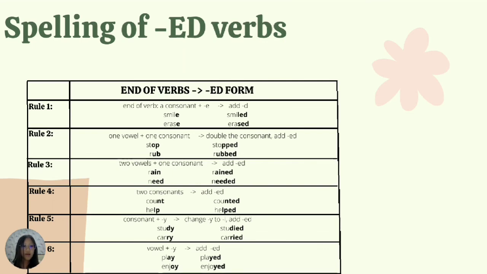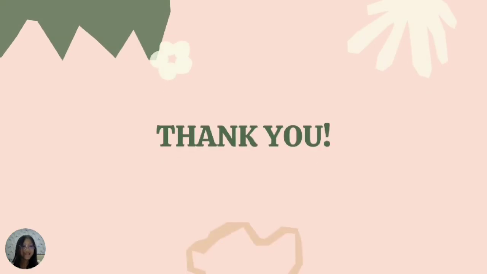Rule number 6: vowel plus y, which is play and enjoy. And you need to add ed, like played and enjoyed. And that will be it for today's presentation. I hope it helped.